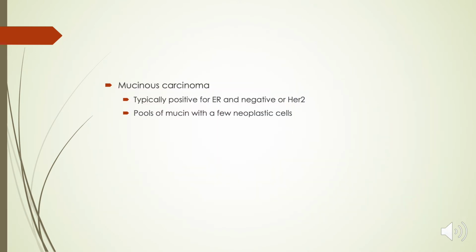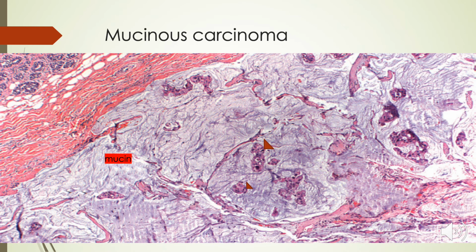Mucinous carcinoma is another rare subtype of invasive carcinoma. It is typically positive for ER and negative for HER2. It is composed of pools of mucin and very few neoplastic cells. This is an example of mucinous carcinoma. Notice that mucin is this whirly bluish material, and the arrowheads point at the very few neoplastic cells seen in this picture.